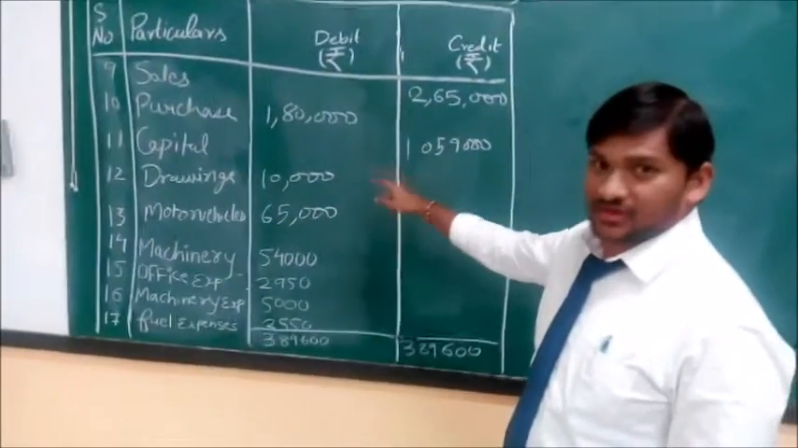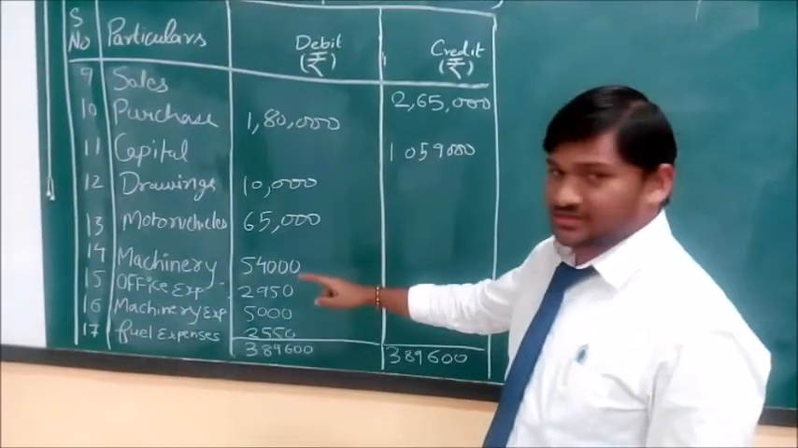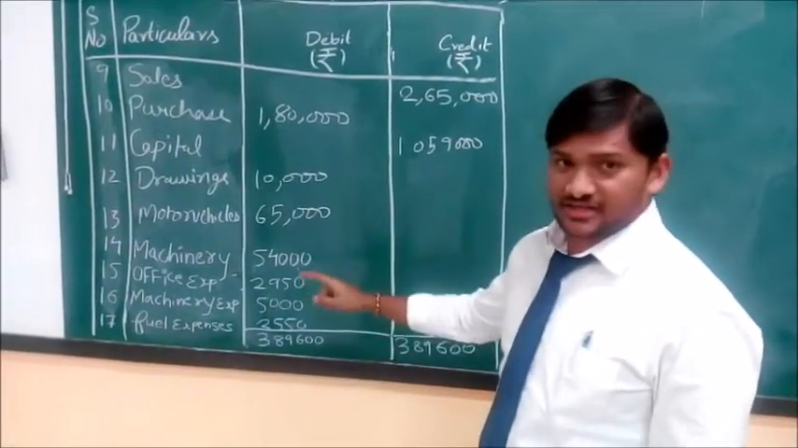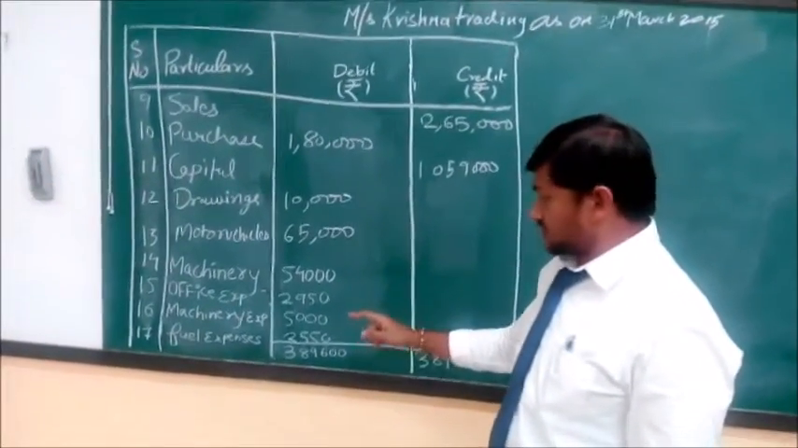Drawings is an expense, so it comes on the debit side. Motor vehicles is an asset, it comes on the debit side. Machinery is an asset, it comes on debit side. Office expense is an expense, which comes on debit side. Machinery expense also comes on debit side. Fuel expense also comes on debit side.